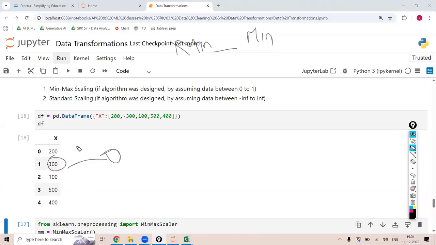So the minimum value will be converted to 0. Wherever the maximum number is there, the maximum number will be converted as 1, because maximum minus minimum divided by max minus minimum is automatically 1. So wherever the maximum value is located in the entire data, it will be converted as 1. Wherever the minimum value is there, it will be converted as 0.